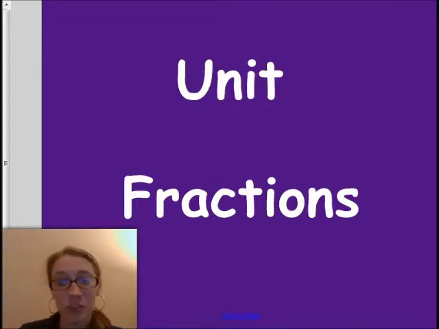Alright, so let's get busy talking about these unit fractions. I know that word is so frustrating. It's so simple, but it's so complicated. So how can we figure this out? Well, I think I have solved the problem.